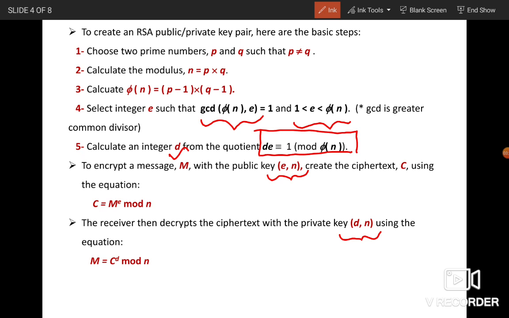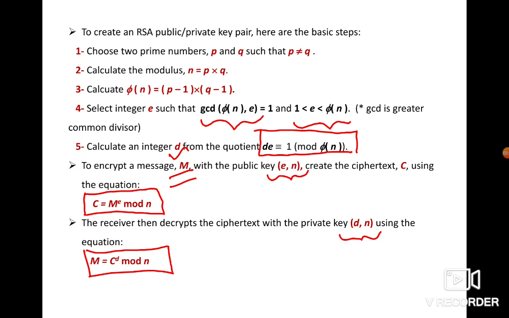If I want to send a message m to my friend, I have to use the encryption key, that is (e, n), and I can create the ciphertext by using the formula c equal to m power e modulus n. Once the ciphertext is created, it is transmitted to the receiver. At the receiver end, the receiver must use his or her private key in order to recover the original plaintext. The original plaintext is m, so m equal to c power d modulus n. These are the basic steps.